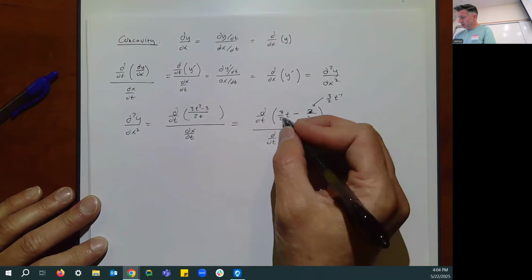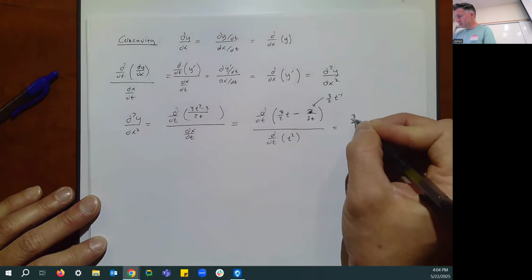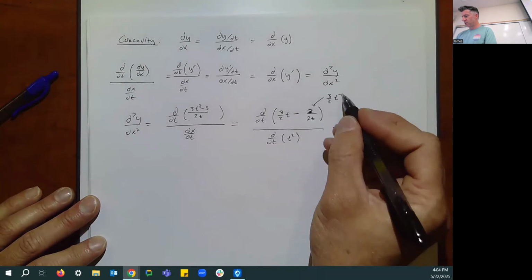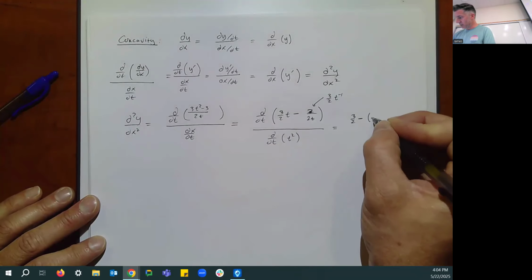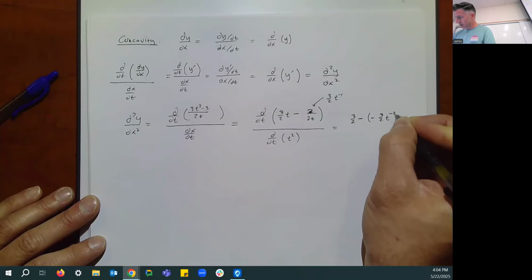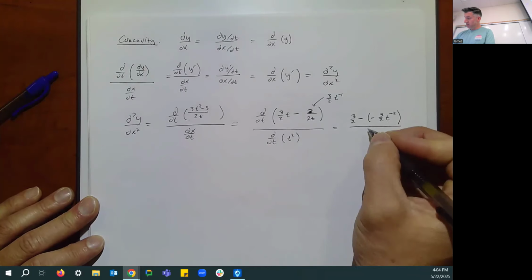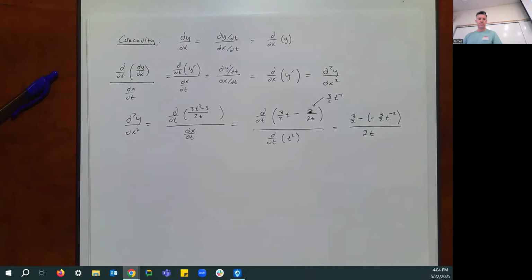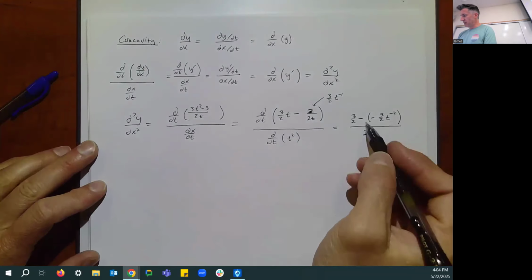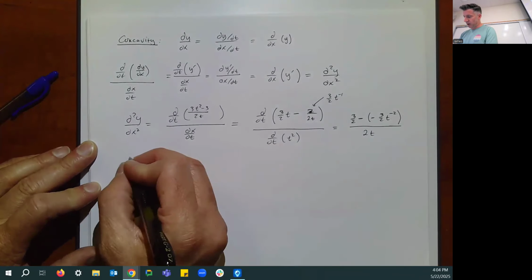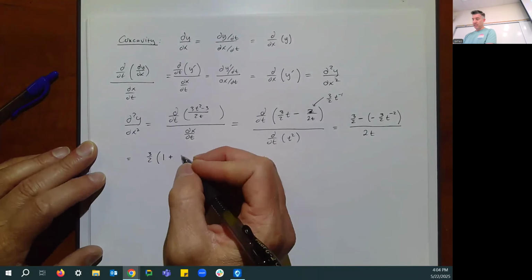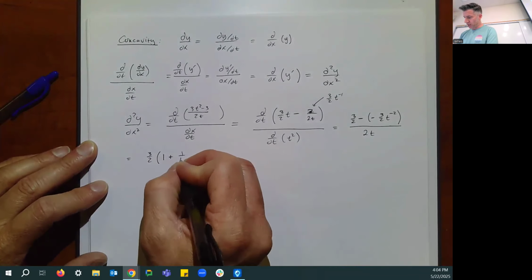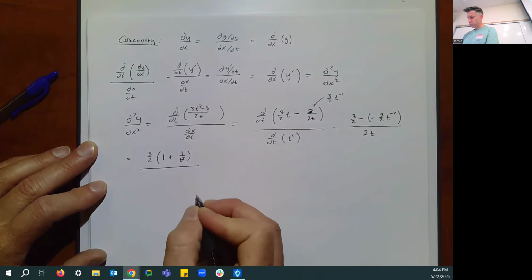We get 3 halves minus the derivative of 3 over 2 times t to the negative 1, which is minus 3 over 2 t to the negative second, all divided by 2t. Let's simplify this a bit. I'm going to factor out the 3 halves on top. I'm left with 1 plus t to the negative second, or I'm going to write it as 1 over t squared, all over 2t.